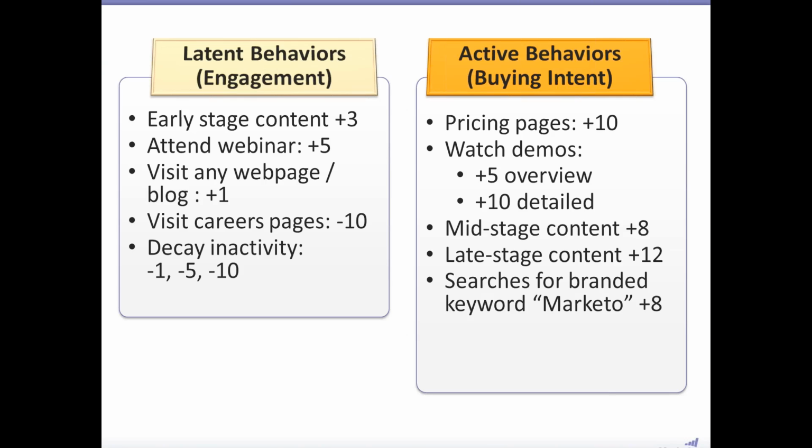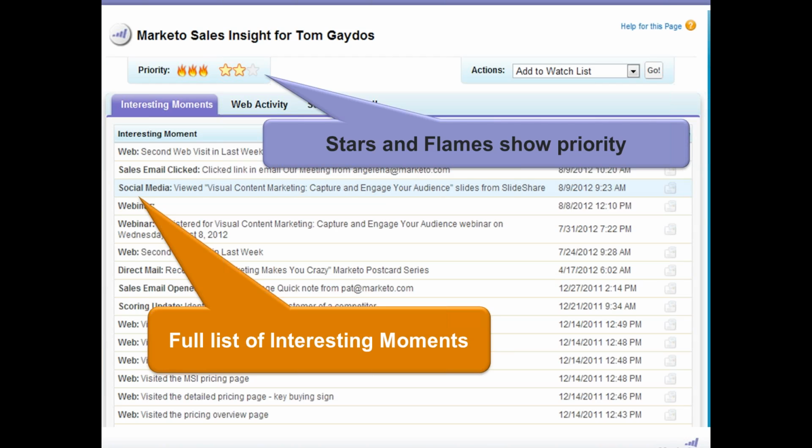But then there's a subset of behaviors that we know show actual buying intent: visiting our pricing pages, watching our detailed demos, downloading late-stage content, and even using a branded keyword like Marketo. The example there is, if you search for digital camera or marketing automation, you're probably doing research. But if you search for Canon EOS 6D or for the word Marketo, you're probably much further along in the buying process.